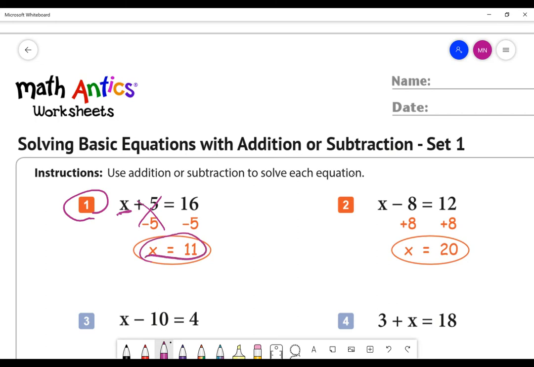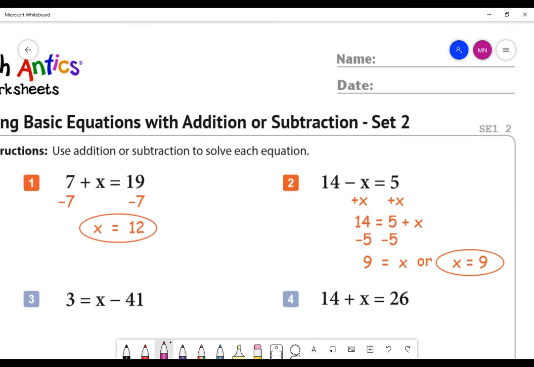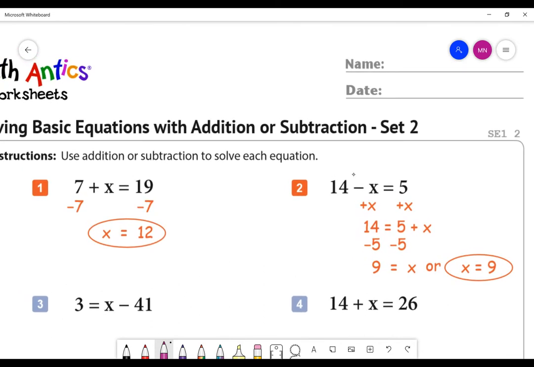Our second problem, we have x minus 8. So here we want to get rid of that minus 8. We're going to add 8 to both sides, and we get x equals 20. And then we saw in the second set here, again, we want to get x by itself, so if we can subtract 7 to get rid of it, then we want to subtract 7 from the other side to get x equals 12.